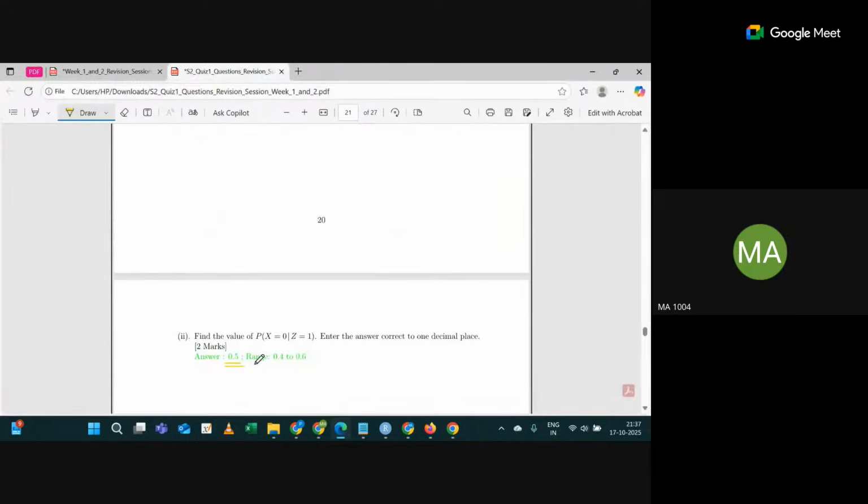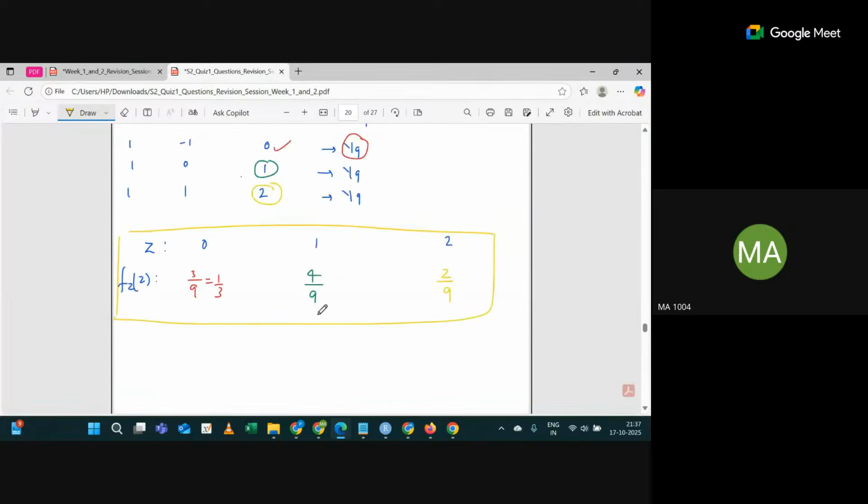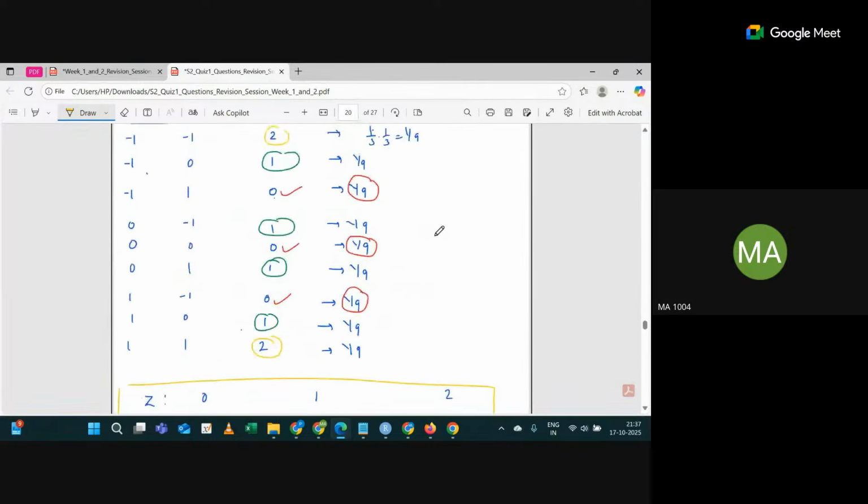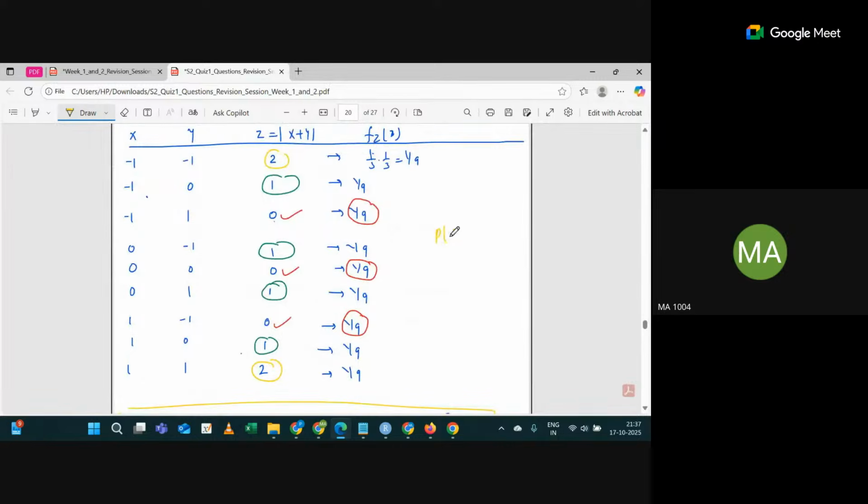So there is one more question. The answer is 0.5, but you have to find the probability x equal to 0 given that z equal to 1. I'm writing it here: probability x equal to 0 given that z equal to 1. You have to calculate this value. I am giving 2 minutes for this question. Calculate and let me know. The table is in front of you so that you can easily find the values.